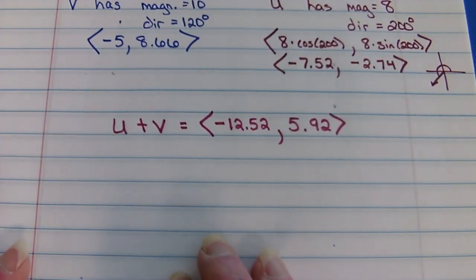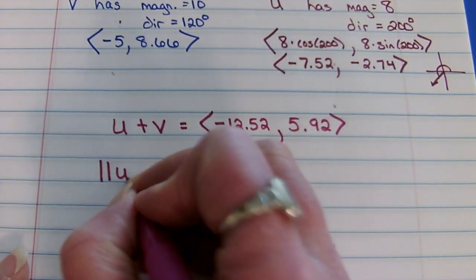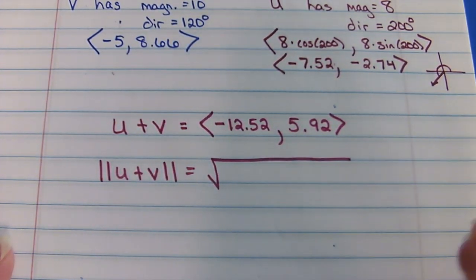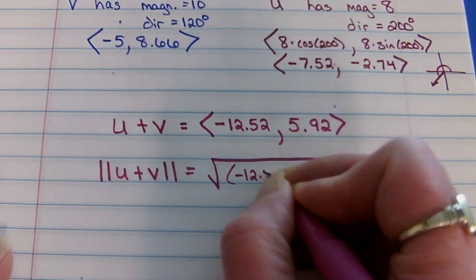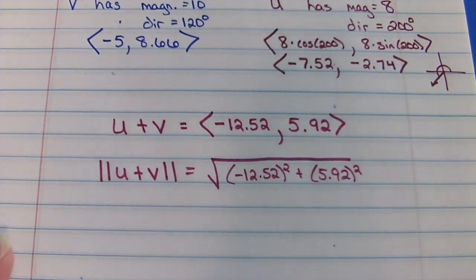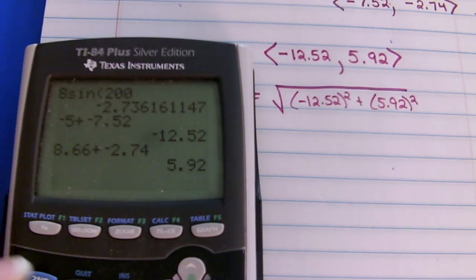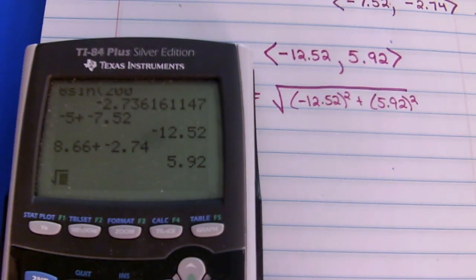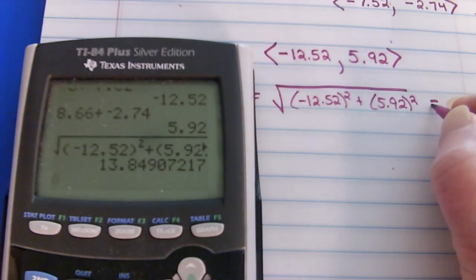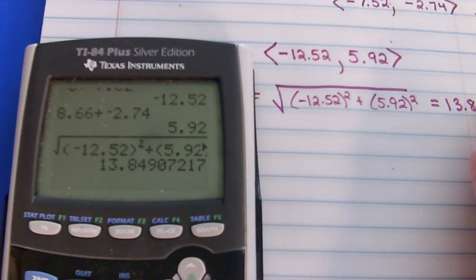Now that I have this vector, could I then find its magnitude? Well, of course you can. All you have to do is square the horizontal component plus the vertical component squared. So square root of parentheses negative 12.52 squared plus parentheses 5.92 squared, and I get a magnitude of 13.85.